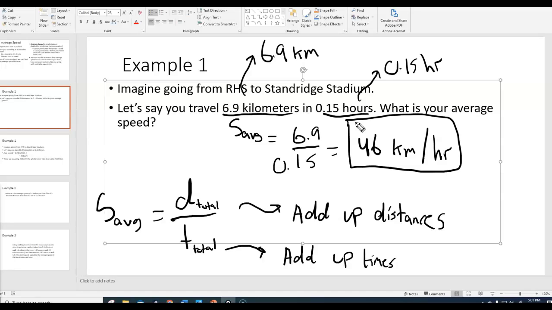Pause it there if you need to look at that, and we'll do 2 more examples. Now I'm going to erase everything, including the equation, so make sure you have the equation written down.